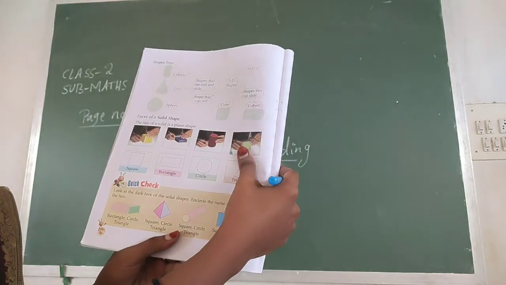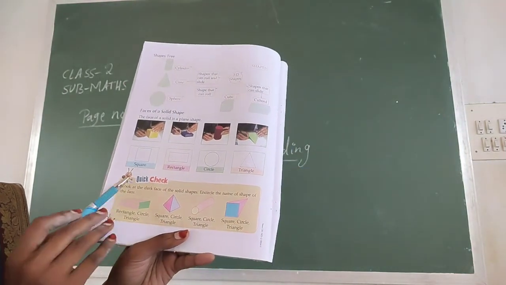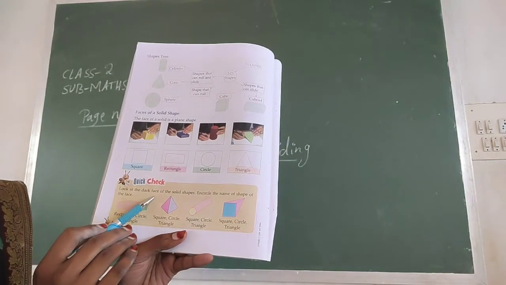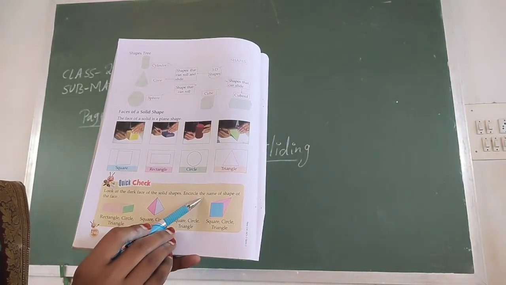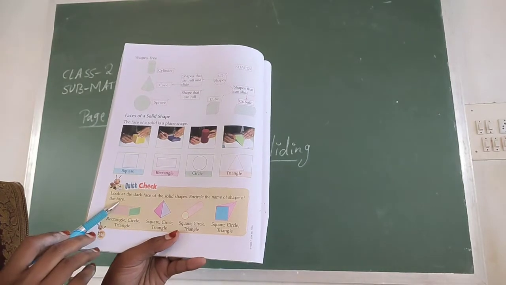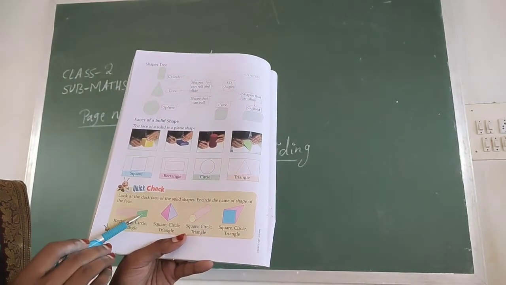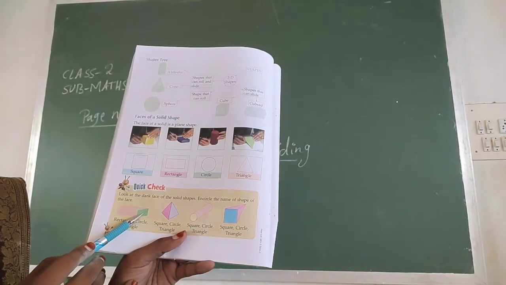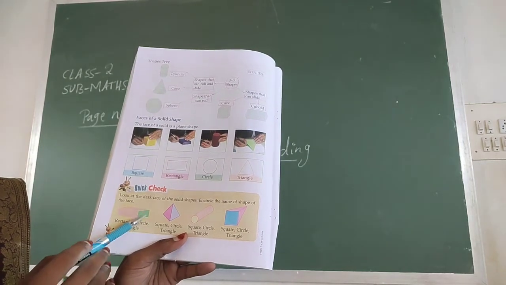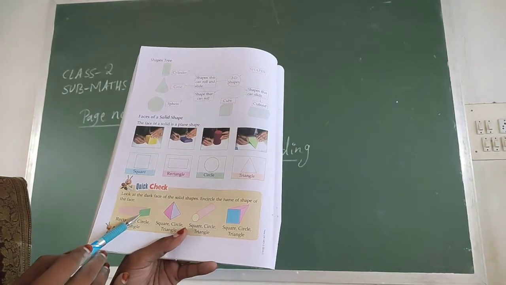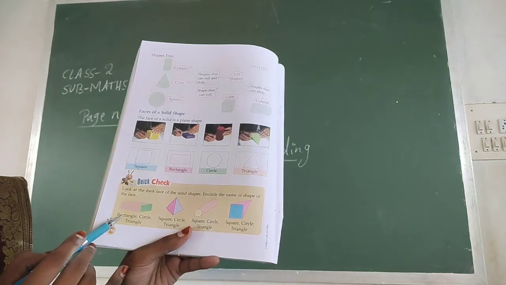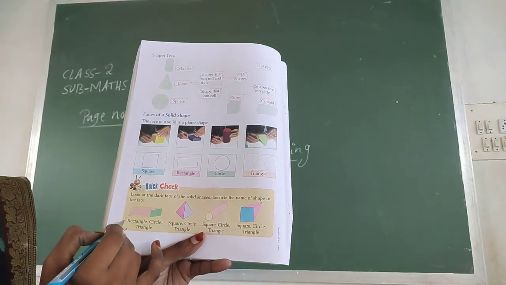Next, come to page number 246. Quick check. Look at the dark face of the solid shapes. Encircle the name of the shape of the face. In this shape, it is a dark face. So this face is looking like a rectangle. So encircle the rectangle.